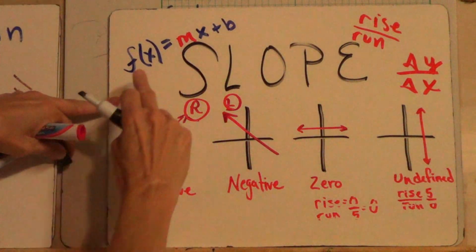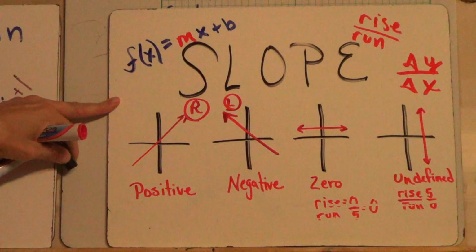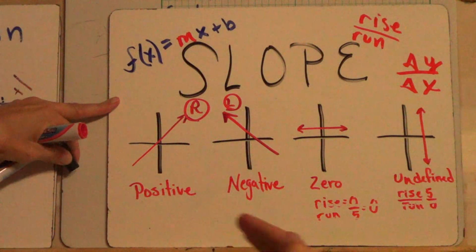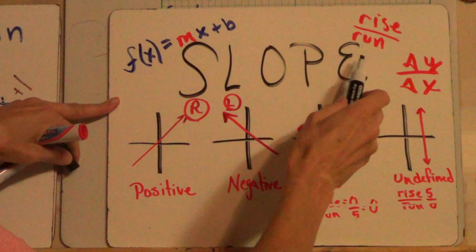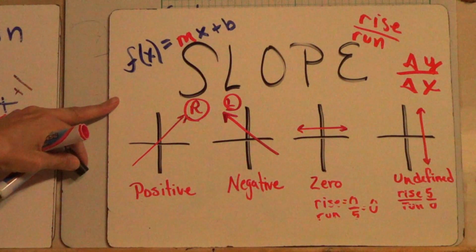So, slope in the equation is the m attached to the x. It's that ratio that we're going to multiply your x by. It is rise over run, change in y over x. And then I gave you a few graphs here.